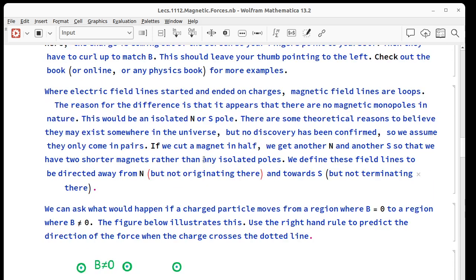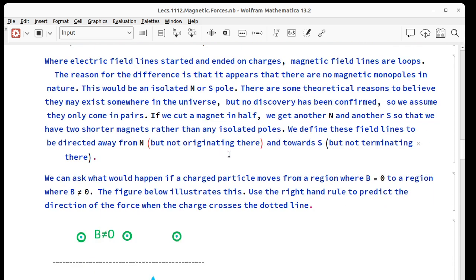Now, we talked about the fact that electric field lines start and end on charges, but magnetic field lines are loops. The reason for this difference is there are no what are called magnetic monopoles in nature. A monopole is an isolated North Pole or South Pole. There are electric monopoles, just regular positive charges or negative charges would be monopoles.